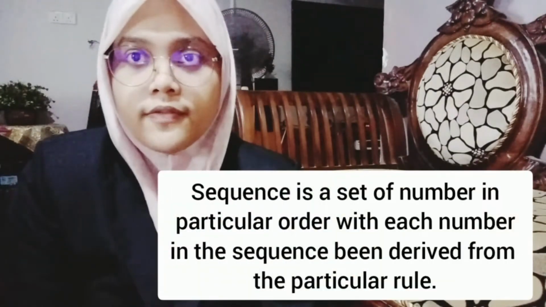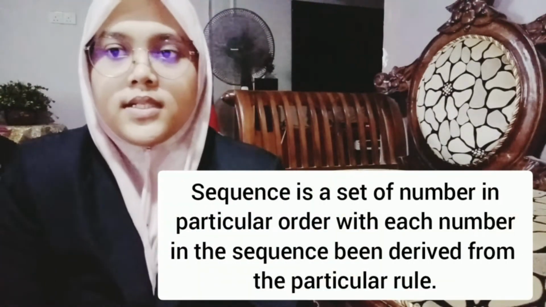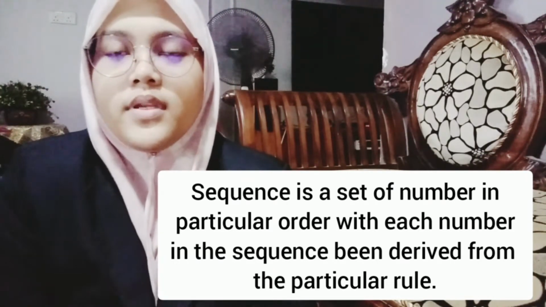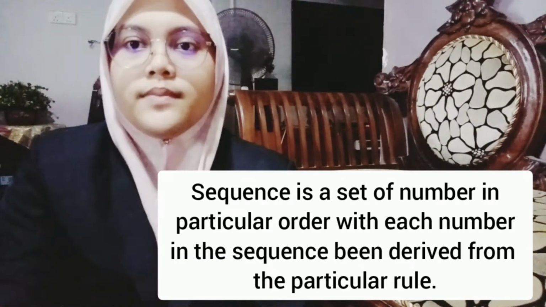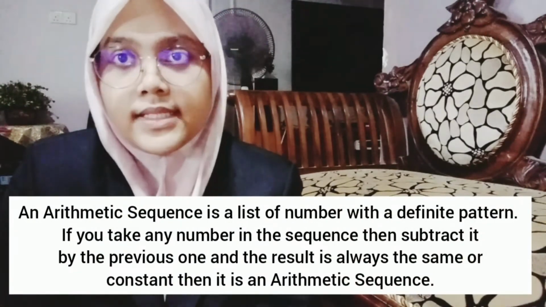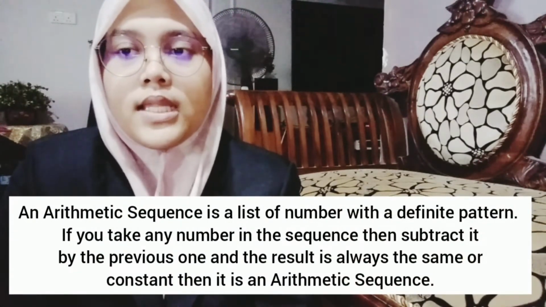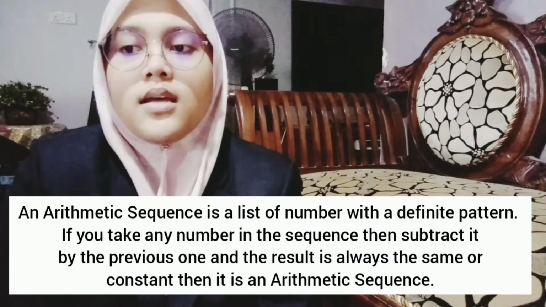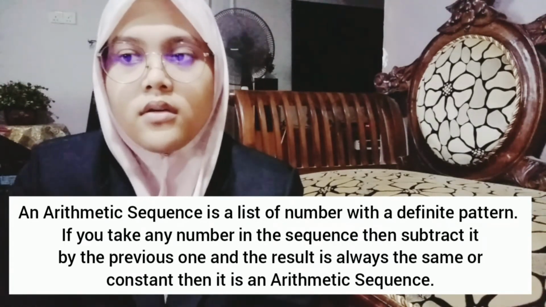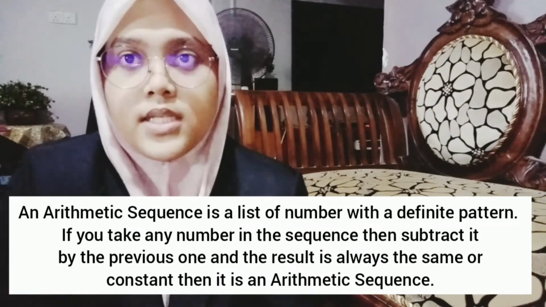A sequence is a set of numbers in a particular order, with each number in the sequence being derived from a particular rule. Now let's proceed with the arithmetic sequence. An arithmetic sequence is a list of numbers with a definite pattern. If you take any number in the sequence, then subtract the previous one, and the result is always the same or constant, then it is an arithmetic sequence.